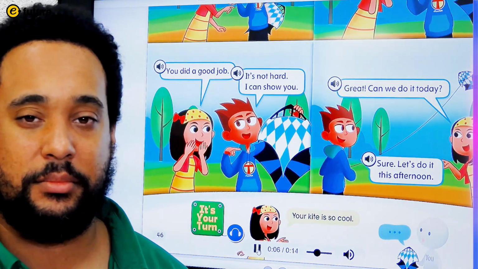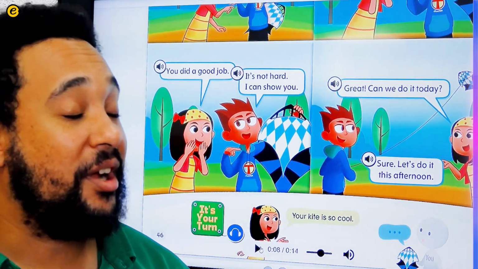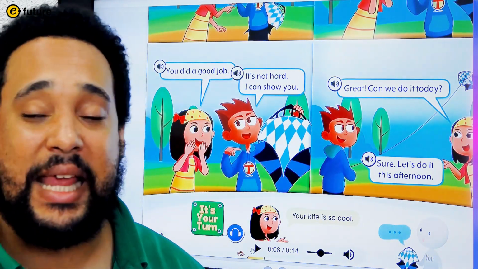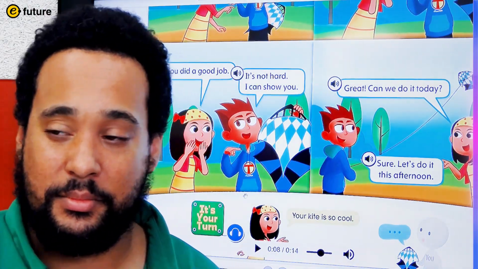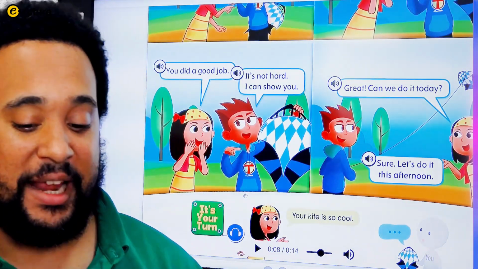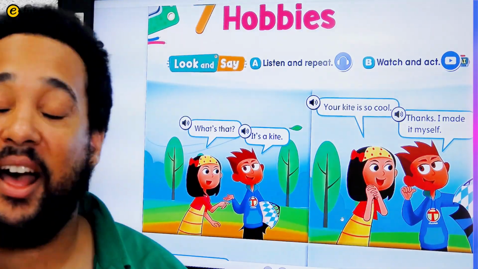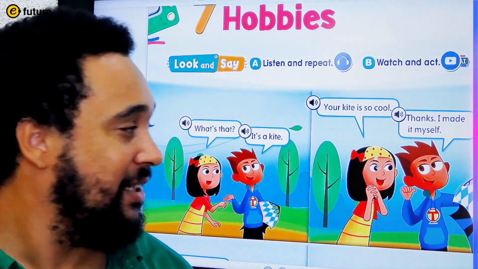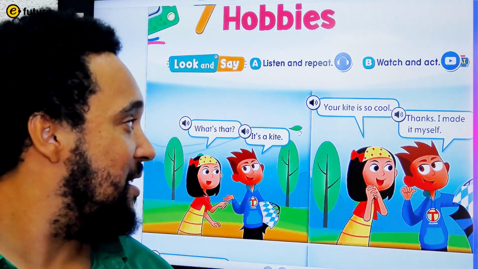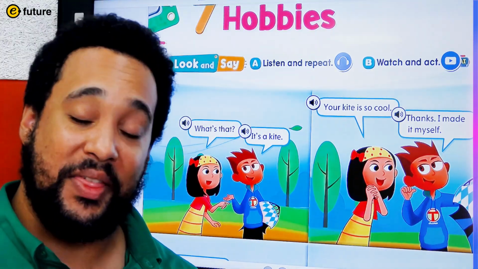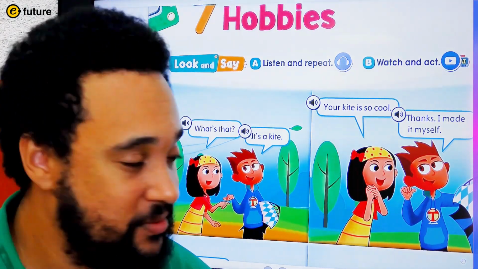Your kite is so cool. So what should we say in response? That's right, it's up here. Thanks, I made it myself. Your kite is so cool. Thanks, I made it myself.